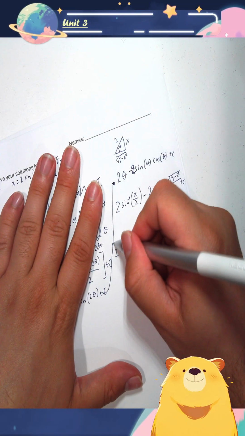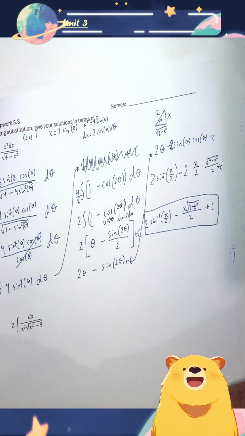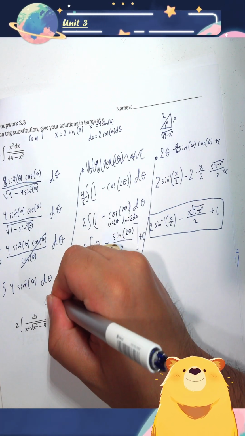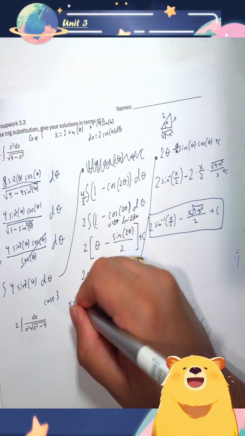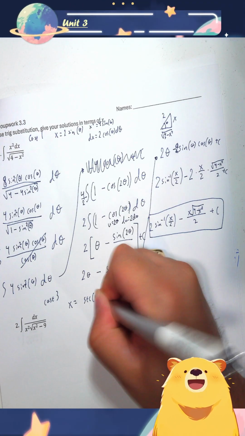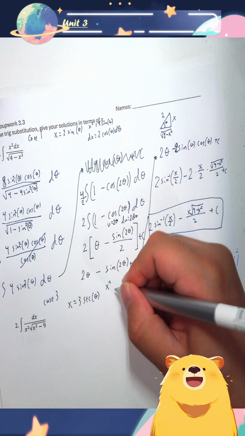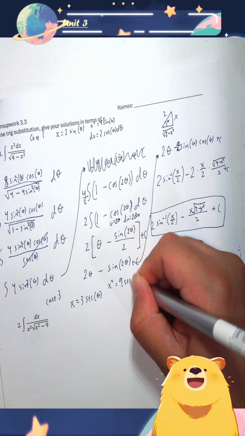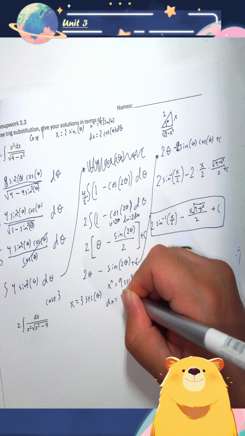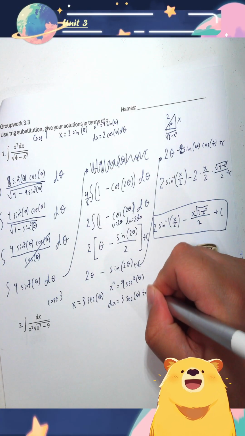All right, that's it. Okay, next we have the x squared being subtracted by somebody, so that's going to be a case 3 problem where x has to be the a times secant of theta, and the a in this case is a 3. So x squared is going to be 9 secant squared of theta, then dx is going to be 3 secant of theta tangent of theta.